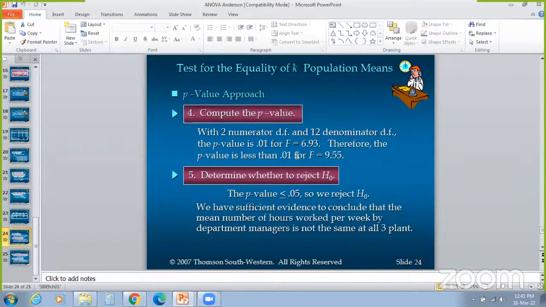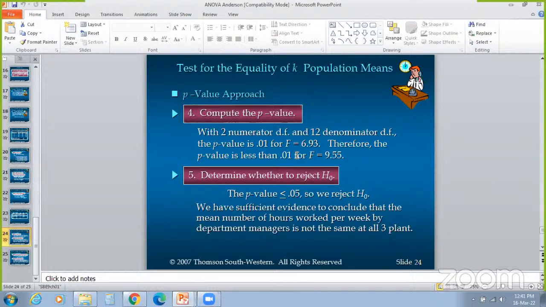the mean or the average number of hours worked by the managers in these 3 plants per week is not the same in all the 3 plants. There is a difference, but in which plant the managers worked more hours, or in which plant the average number of hours worked by the managers is less, we are unable to answer by using this analysis of variance.